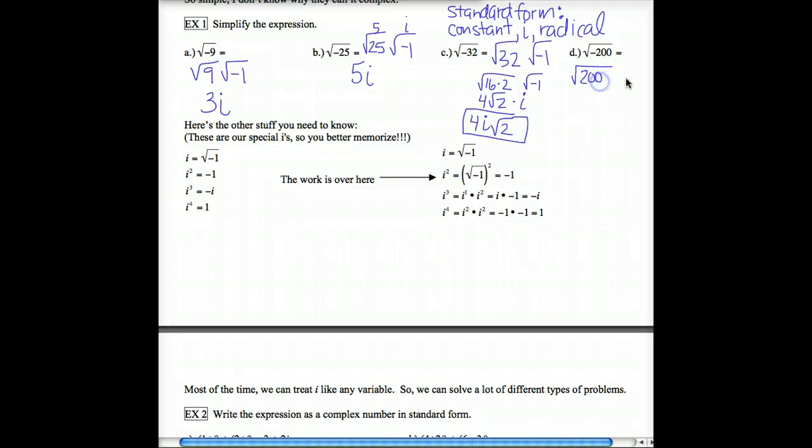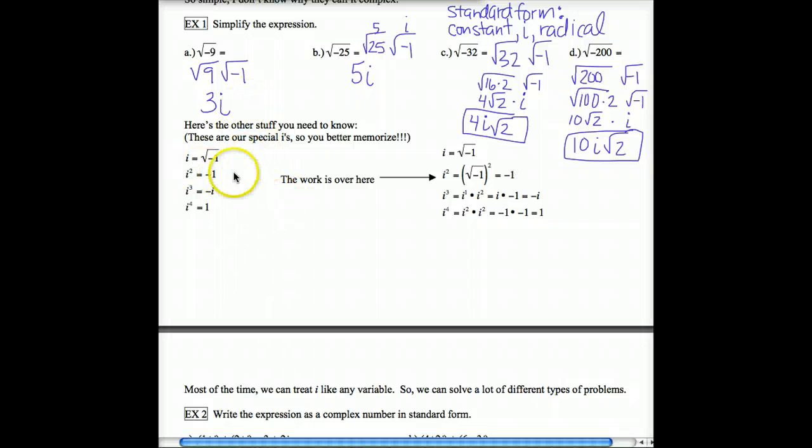So first thing I'm going to do is factor out my -1. So I know that's going to give me my i. Over here, 200, the biggest perfect square it's divisible by is 100. So the square root of 100 is 10, so that's 10 radical 2 times the square root of -1, which is i. Again, make sure you put it in the right order. It's going to be 10i radical 2. And that's our answer there for simplifying.